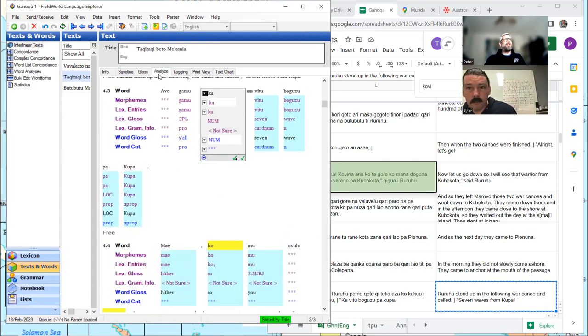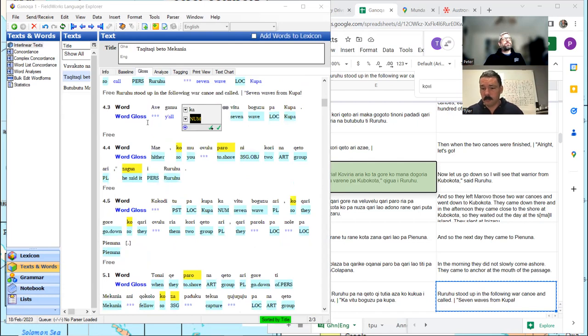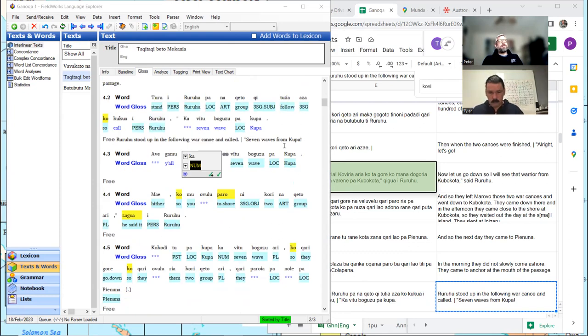Very happy with that, actually. Okay, so "yaw" 7, the wave, from Koopa. So there really has to be an understanding, because pa can be at, from, etc. Okay, all right. So ave, I don't have a good guess.